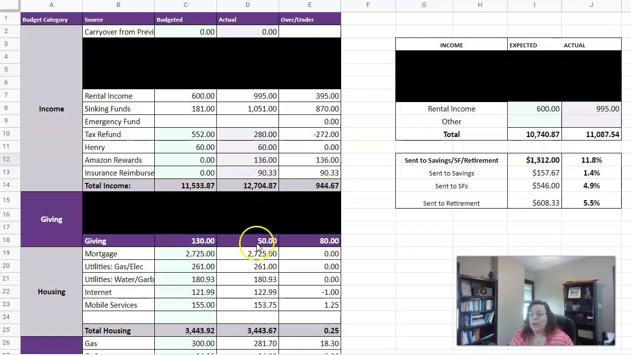In giving, we ended up doing $50 instead of $130, and that's because of some things that we planned on doing, some birthdays in May. We didn't actually end up doing the gifts for those until early June, so those will show up in June.